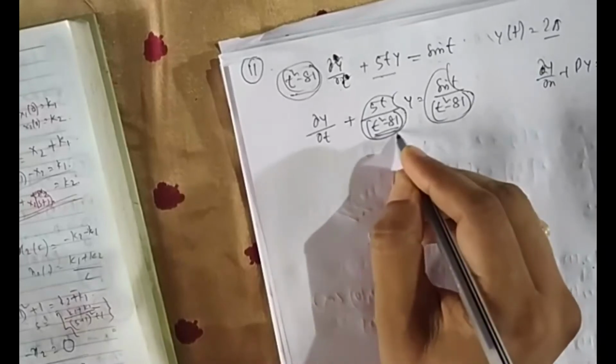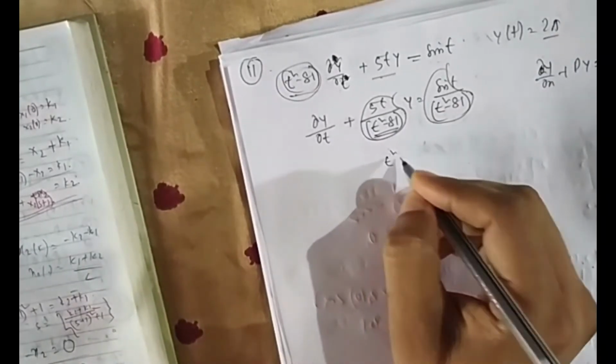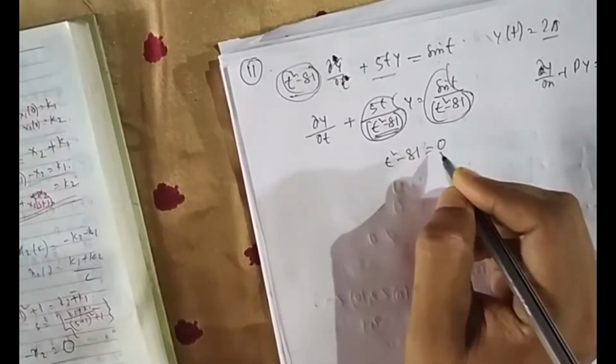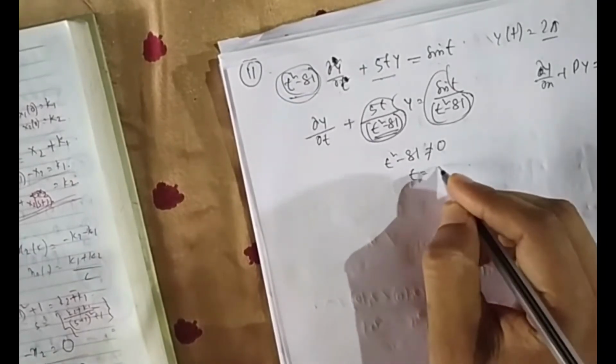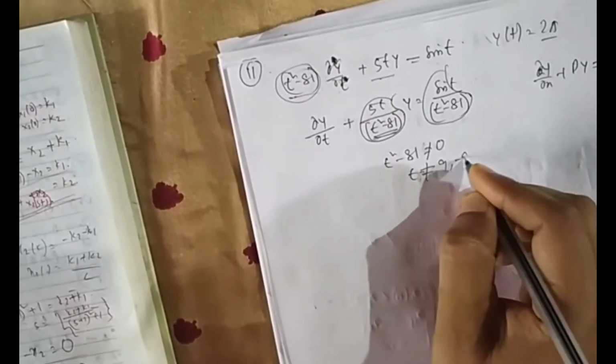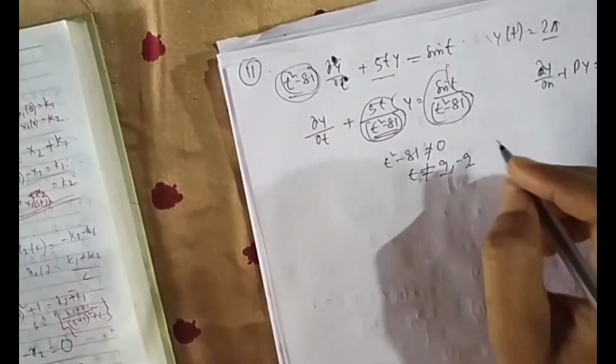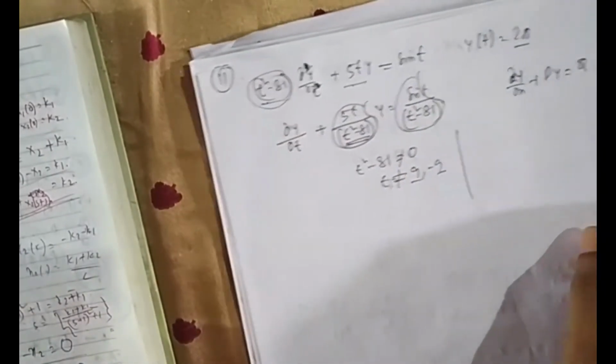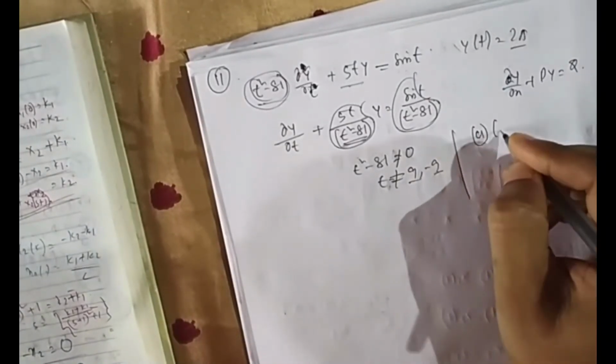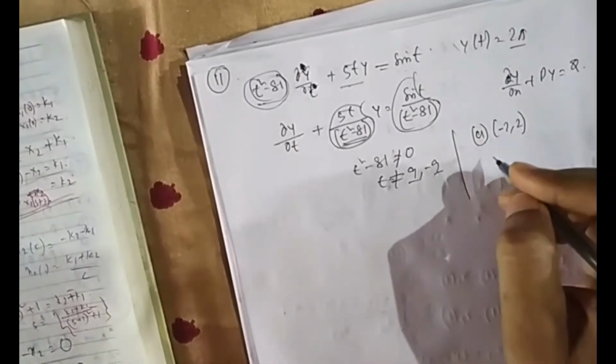Now you can see if t square minus 81 is in the denominator, then it cannot be equal to 0. If it is equal to 0, that means t cannot be equal to plus 9 or minus 9. If this is equal to 0, then this differential equation becomes undefined and we cannot solve it. So you see the options now. Here it is minus 2 to 2. Okay, let it be there.